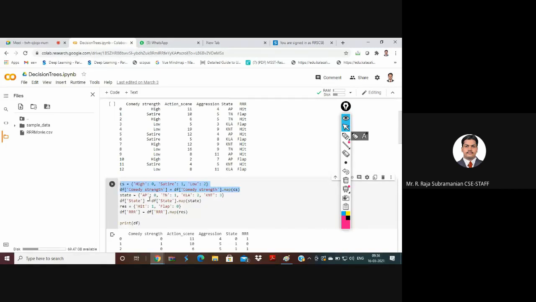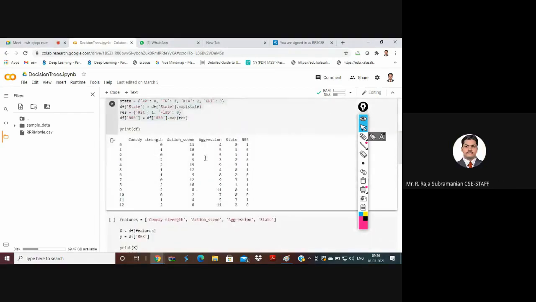Similarly, I take state AP to 0, TN to 1, KLA, that is Kerala, to 2, and KNT, Karnataka, to 3. And I map the state. Similarly, I do hit as 1 and flop as 0, right? I'm making this conversion from categorical data to numerical zeros and ones, discrete values. Clear? Am I making it clear?